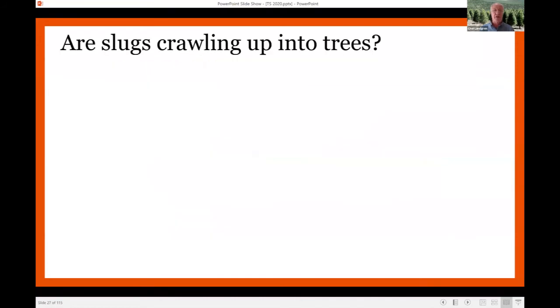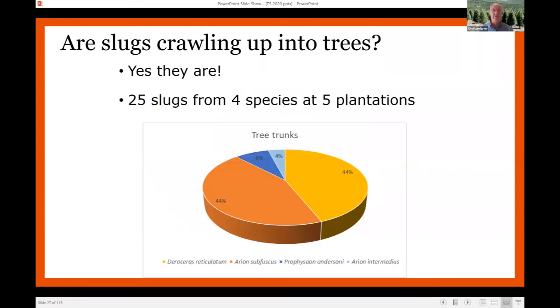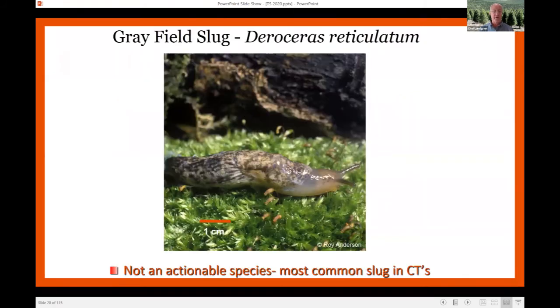So Rory and all of us were asking whether slugs were crawling up into the trees, or getting into the trees just because the trees were sitting on the ground. The answer was yes, they were crawling up in the trees. There were fewer species that we found, but 25 slugs at 5 different plantations for some reason decided to crawl up the trees, and this was the distribution of the slug species that we were finding. So not as many, but we're still finding slugs making their way into the trees.